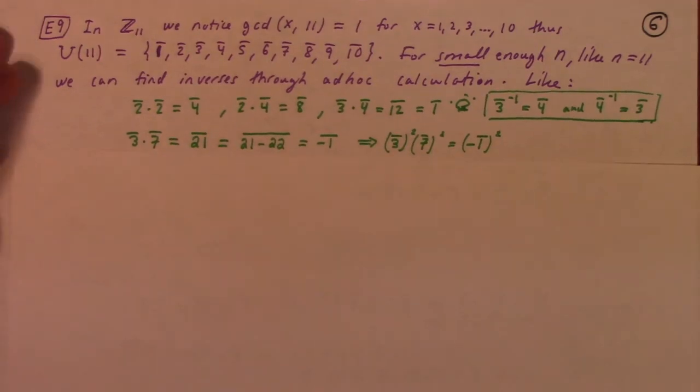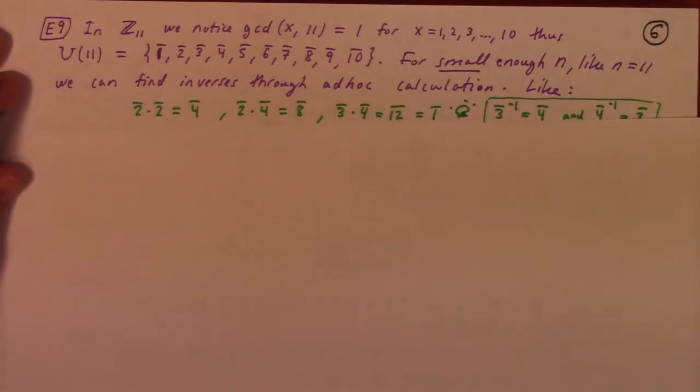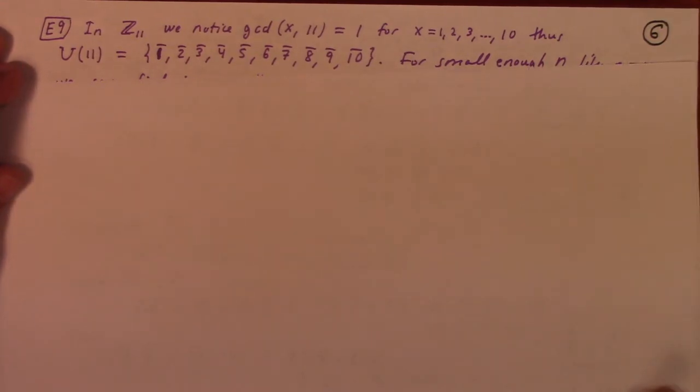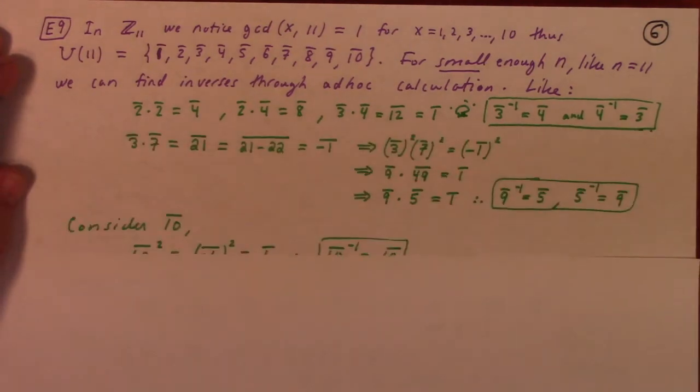Anyway, here's another one. In Z11, we have GCD of x and 11 is 1 for everything except for 0, right? So the units are everything except for 0. And for a small enough n like this, I think we can just find the inverses through ad hoc calculation. So what do I mean by that? Well, here's how it goes.